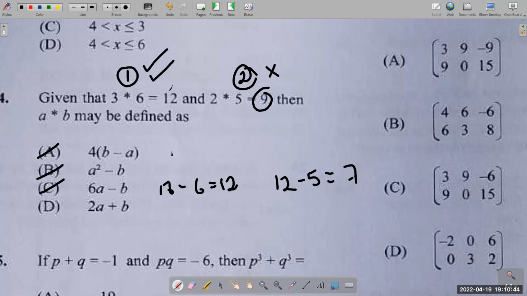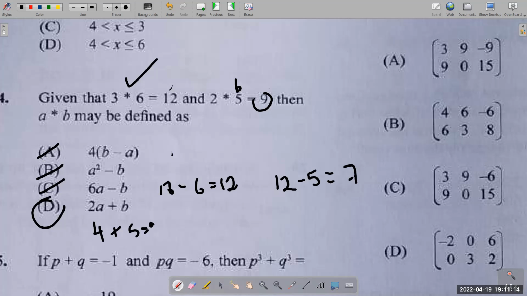Let's see if it's D. A is 3, because look at here, A is 3. So 2 times 3 is 6. Plus B, which is 6. So 6 plus 6 is 12. So it works for this. Let's try the next one. 2 times 2 is 4. 4 plus B, and B is 5 here. We get 9. So it's correct. The answer is D. Very good. So everybody, do you understand this one? This one is just for you to check to see if you choose the right equations for the binary operation. Okay.